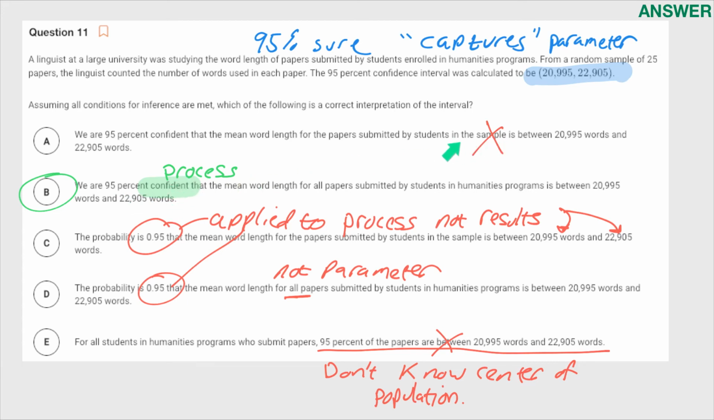Okay, we are not 95% sure that the sample is inside there. 95% should not be applied to the results. It should not be applied to the parameter. And we don't know what the center of the population is, so we can't create a 95% range around or using those two endpoints of your interval.